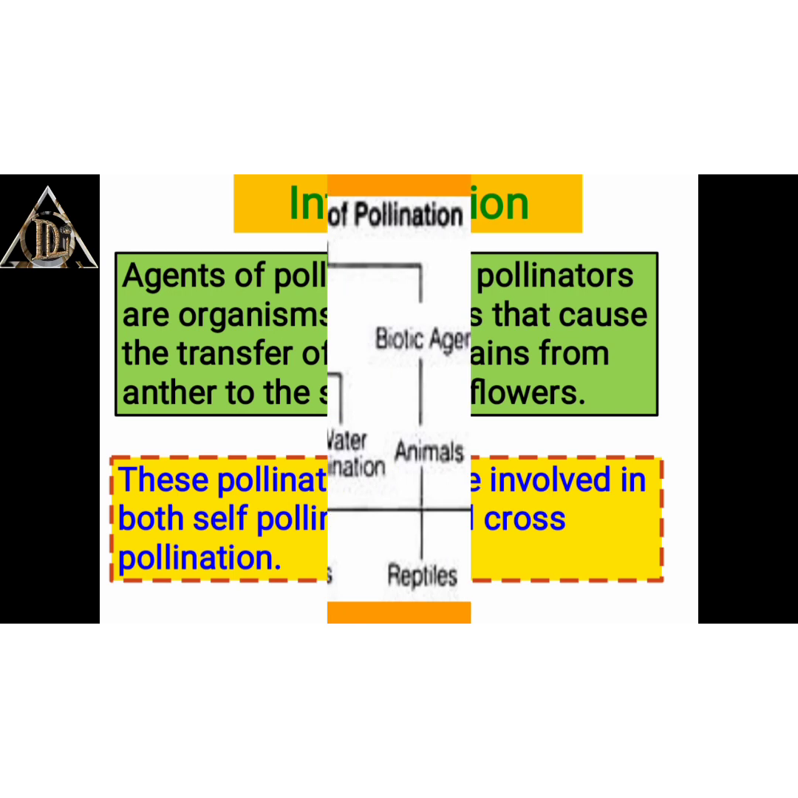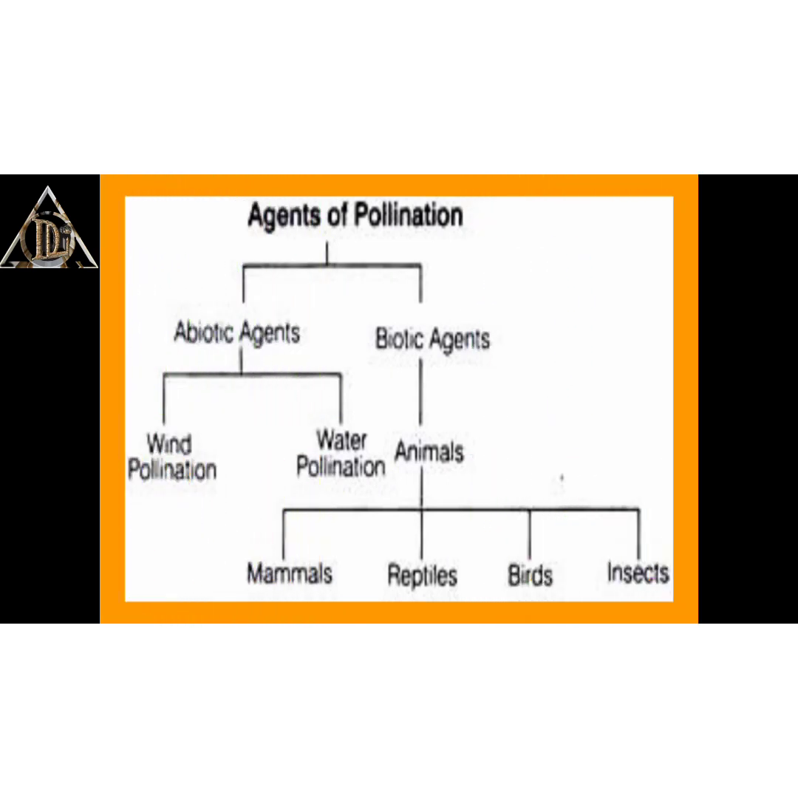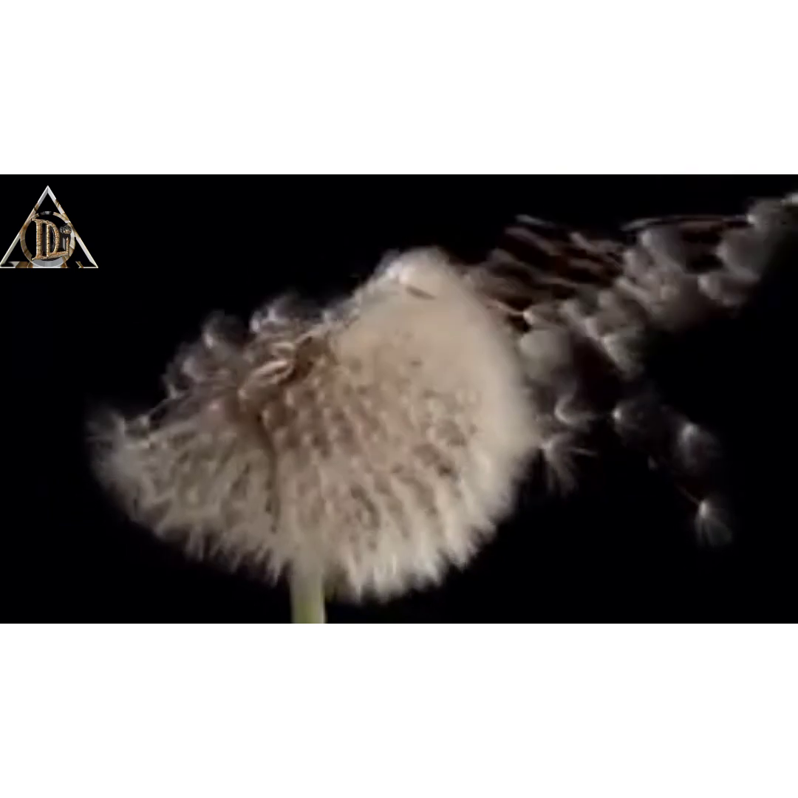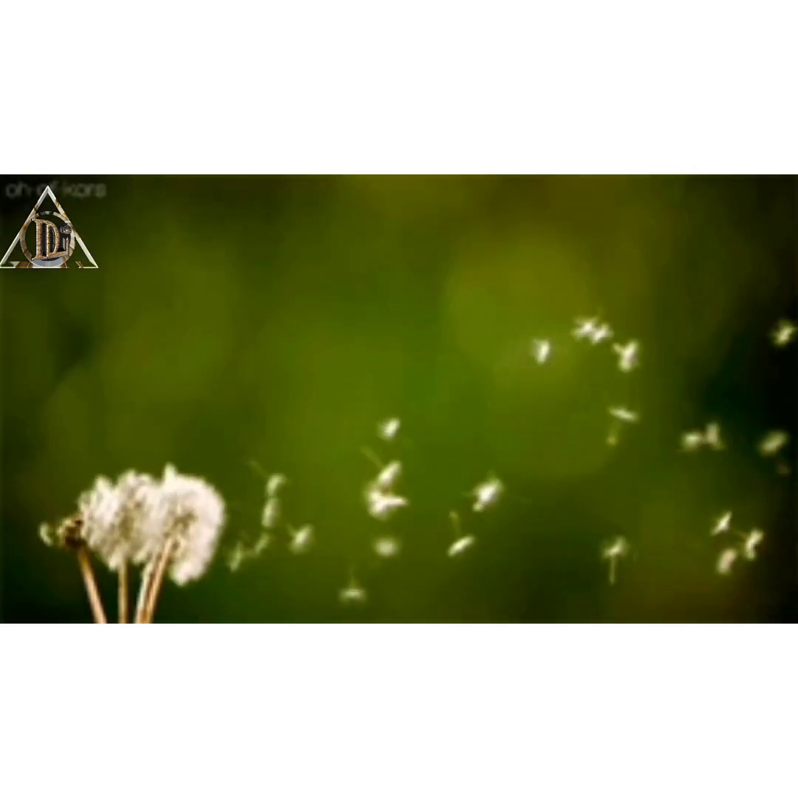Now we are considering agents of pollination, and they are divided into two parts. We have the abiotic agents and the biotic agents. The abiotic agents are the non-living agents that bring about pollination. These include wind, which blows pollen grains produced by the stamen of a flower to the stigma of same or another flower.